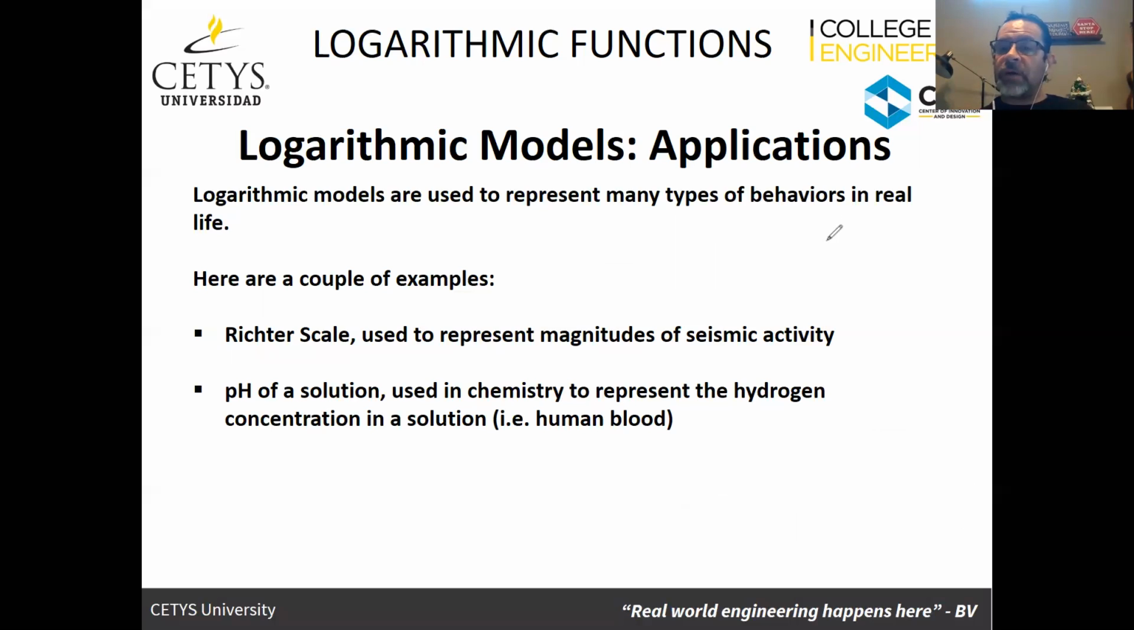Okay, so now we've covered logarithmic functions, and the next thing we're going to do is see a few examples. We're going to be solving some problems.